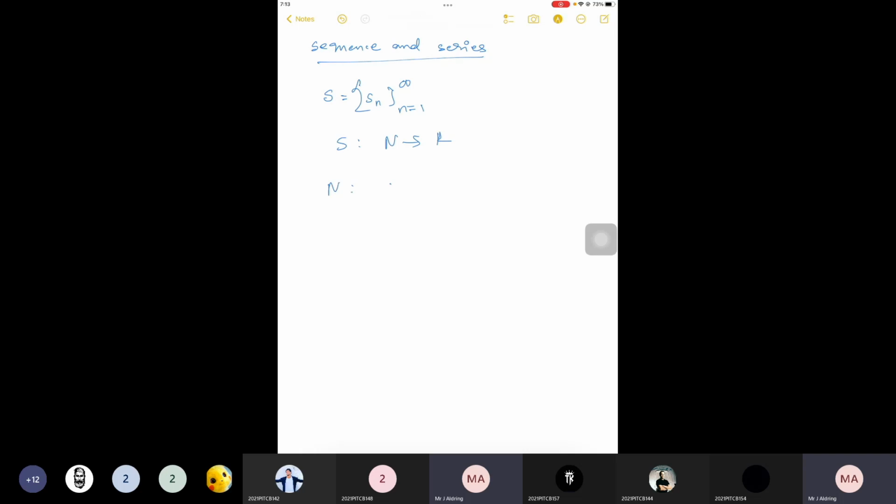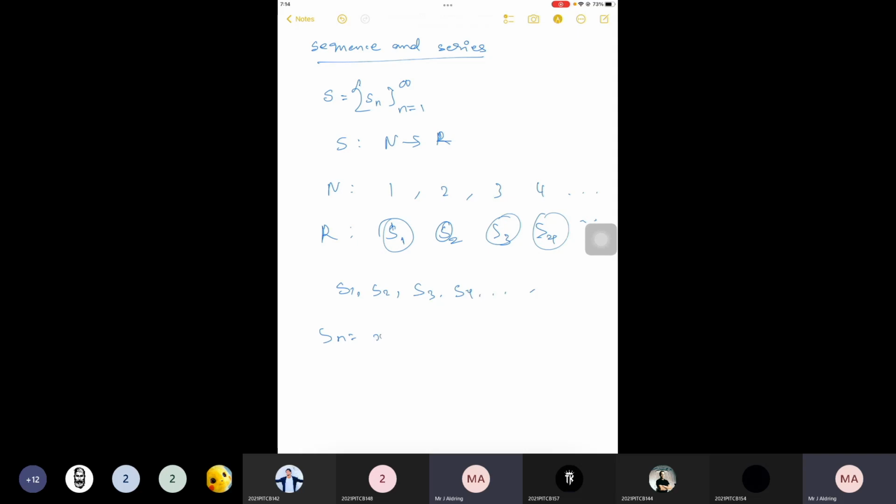For example, here you can consider 1, 2, 3, 4, and it goes on. That is the domain. Our codomain is our sequence, that means it tends to R, the set of all real numbers. Then again you will get a partial sum, s1, s2, s3, s4, and it goes on. When you write s1, s2, s3 up to s infinity, that is a sequence. Here sn is a function that's mapping from N to R.